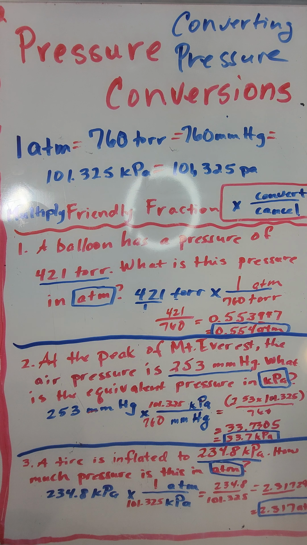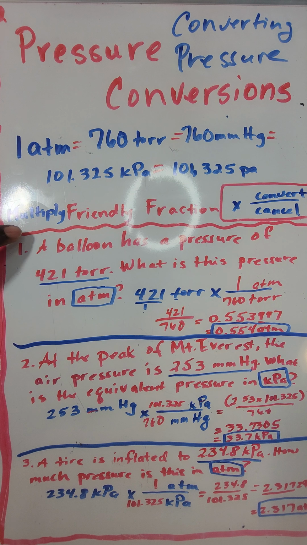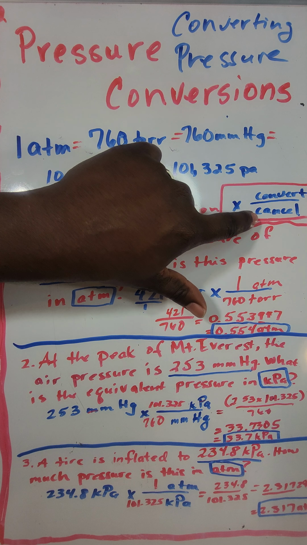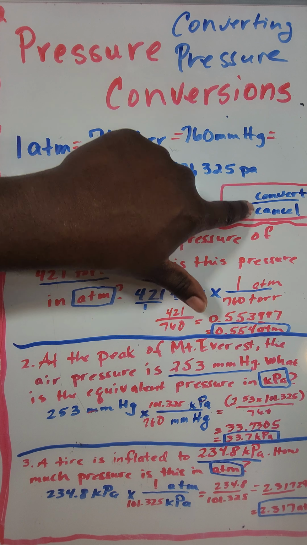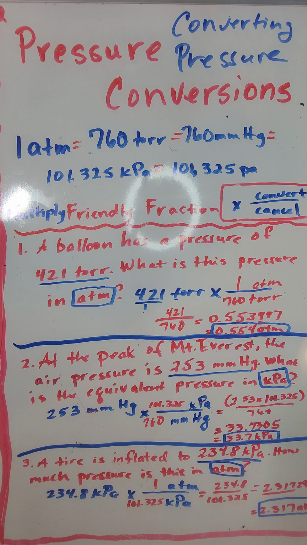All right, so that's just a, I say quick, about 9 minutes, video on converting pressure. Make sure you understand your equivalences, or your conversion factors. When you're converting here, multiply by a friendly fraction. So you're going to multiply, cancel the old unit on the bottom, convert to the new unit on the top, and then just do your math. It's pretty simple.